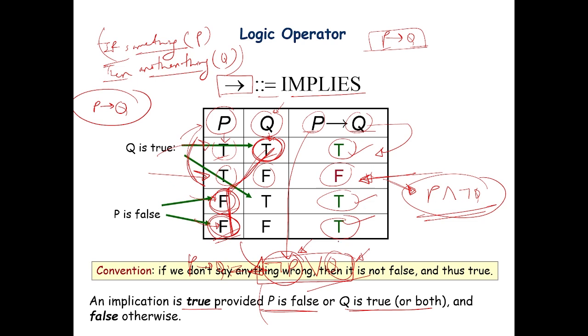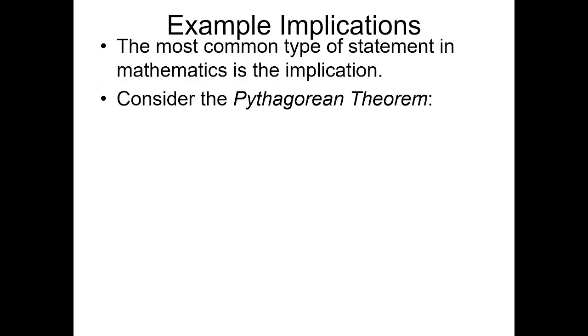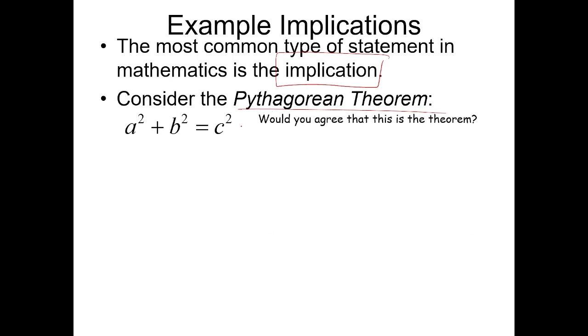Yep, the convention is if you don't say anything wrong, then it is not false, thus true. Example implications. The most common type of statement in mathematics is the implication. Consider the Pythagorean theorem: a squared plus b squared equals c squared. Would you agree that this is the theorem?